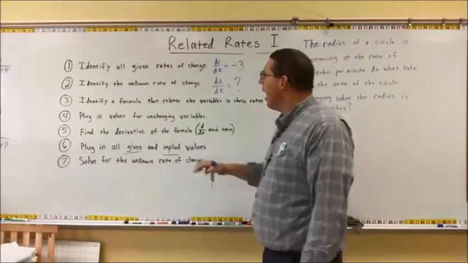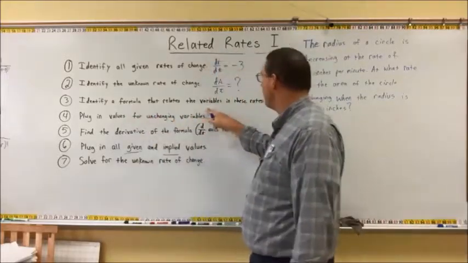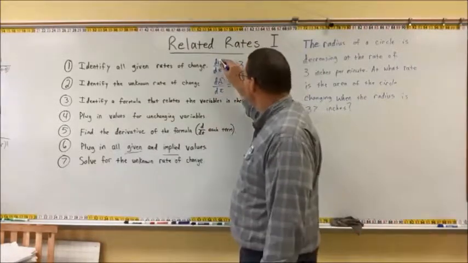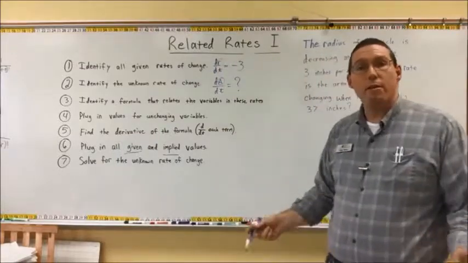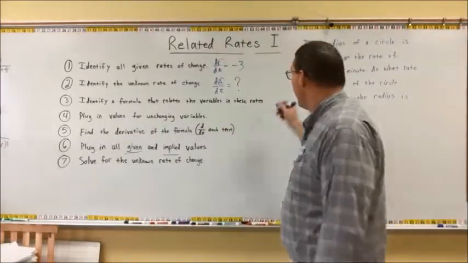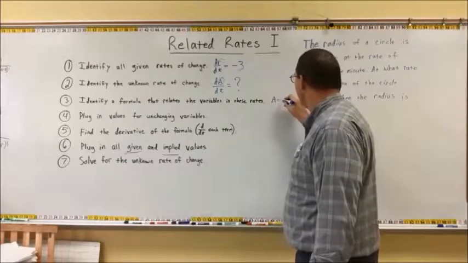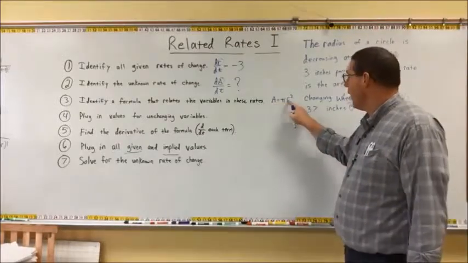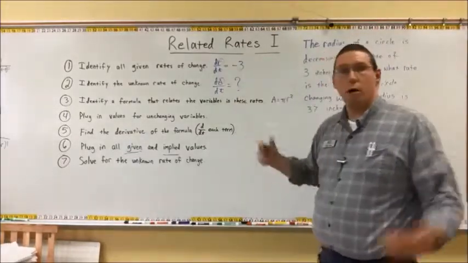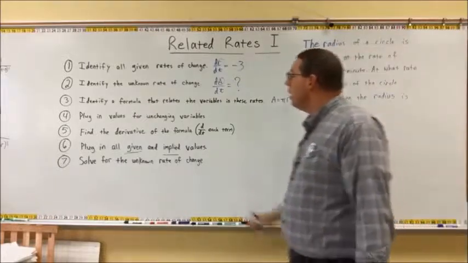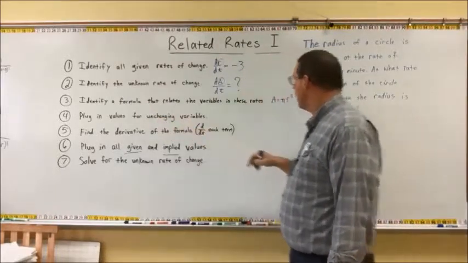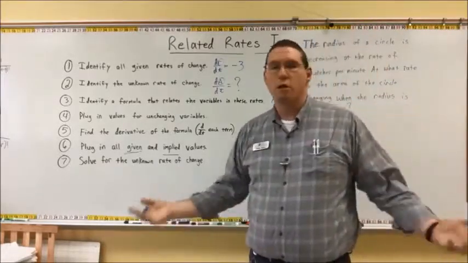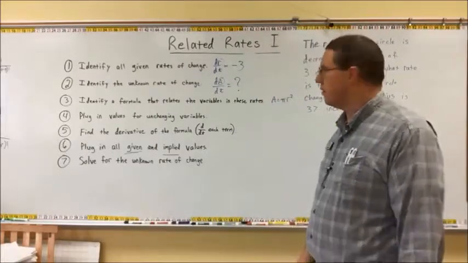So now, step 3. Identify a formula that relates the variables in these rates. Is there a formula that relates the area of a circle to the radius of a circle? Yes, it's the area formula for a circle, A equals pi r squared. It has an A in it and it has an r in it. A and r, related to each other. Step 4, plug in values for unchanging variables. Well, we only have 2 variables, area and radius, and they're both changing, so we're not going to plug in anything for the unchanging variables.